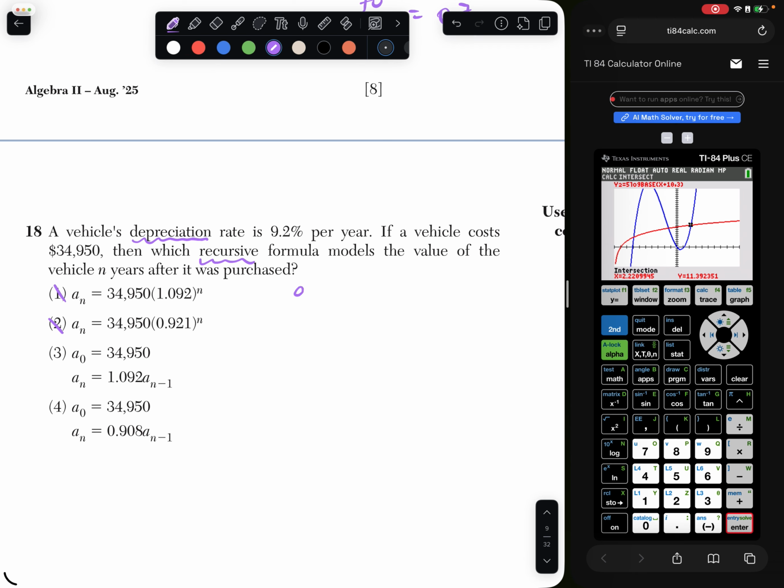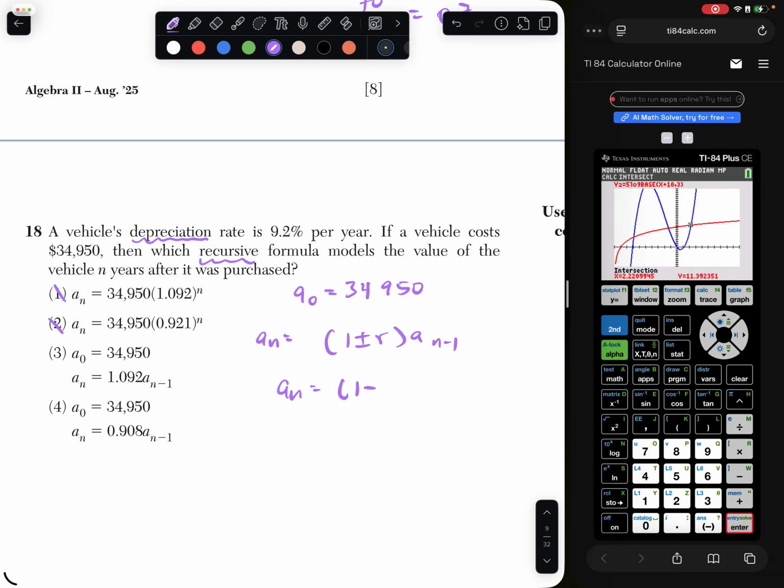So my a sub 0 is going to be my starting value, and both of them are the same, 34,950. Now I'm going to have to figure out my formula. The depreciation rate is 9.2% per year, so that means it's going to decrease. The general thing I want to think about is 1 plus or minus r, the rate, times what it was previously. So a sub n is equal to 1 plus or minus the rate times the value from the previous year. Here it's going to be minus because it's depreciation.